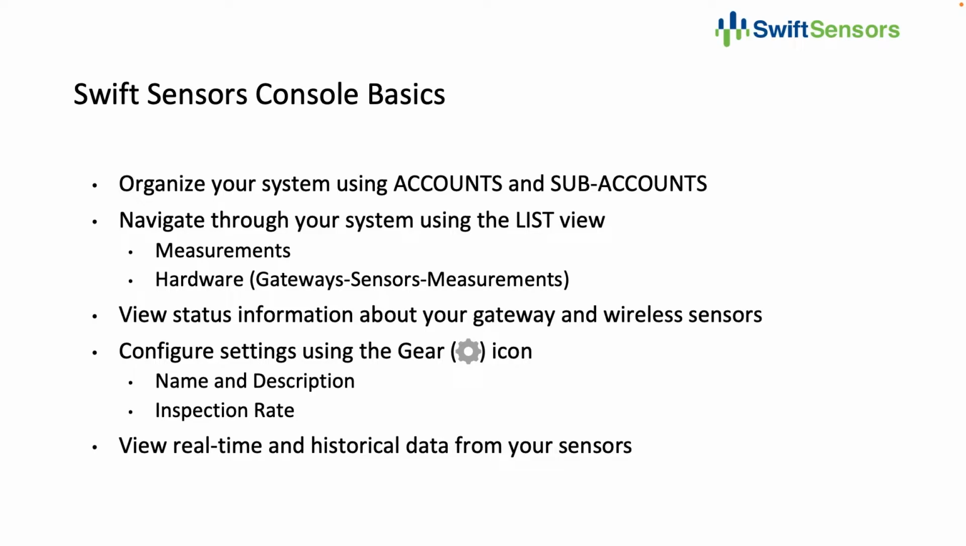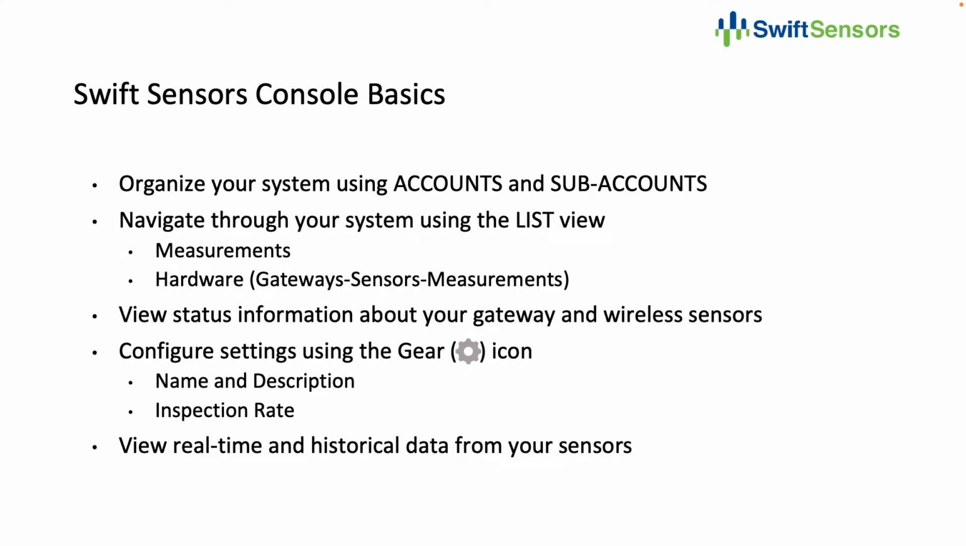When you highlight some of your hardware, you can view the status information on the right. For example, you can see what the battery capacity is or the strength of the network connection. And if you need to change any settings, you use the gear icon in the upper right-hand corner of the screen. For your hardware or your sensors, you can give it custom names and descriptions, which may make it easier to understand what that particular sensor is measuring if you have hundreds of them in your system.